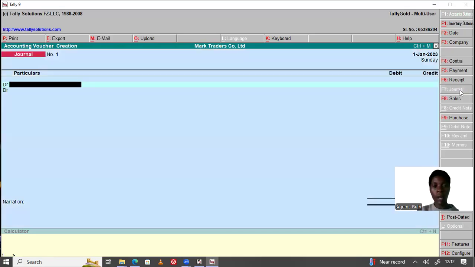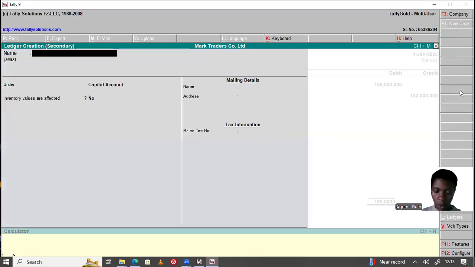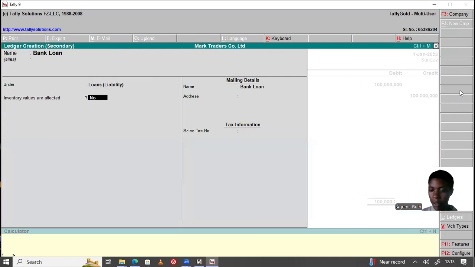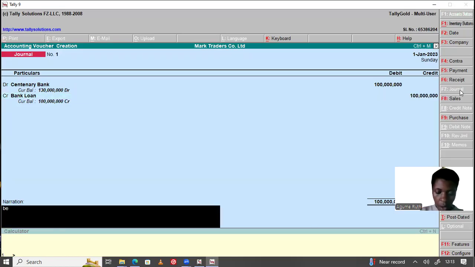This one I can use a ledger, and it can either be received through cash or bank, but let me receive it by cash. And that is 100 million. Then I credit the loans account, which I'm going to create using secondary creation. Can say bank loan. Then I can put it into loans liability. Then credit it with 100 million.